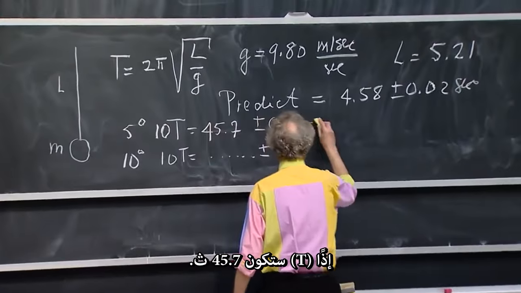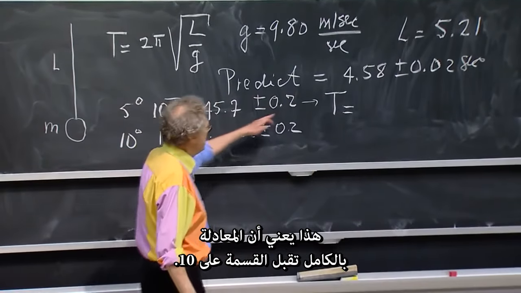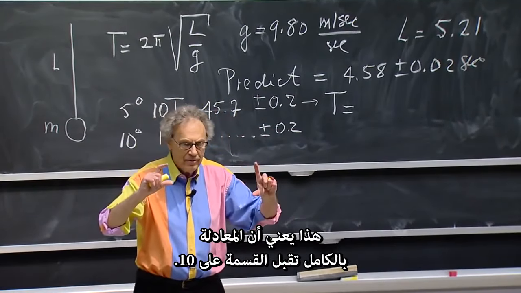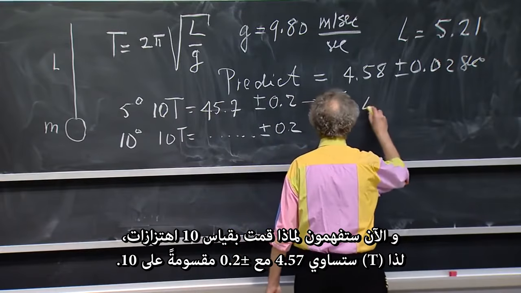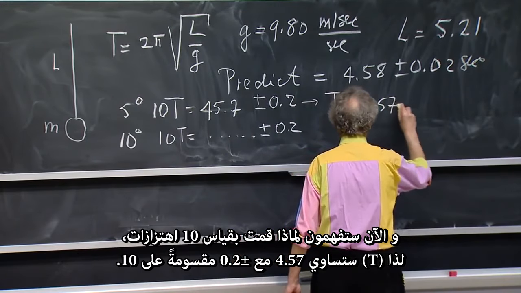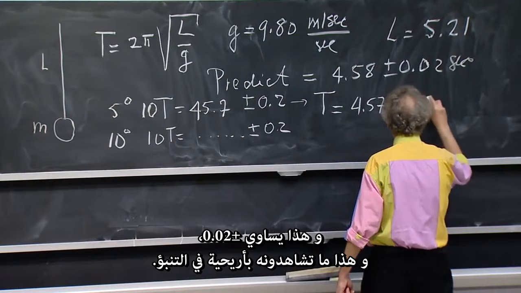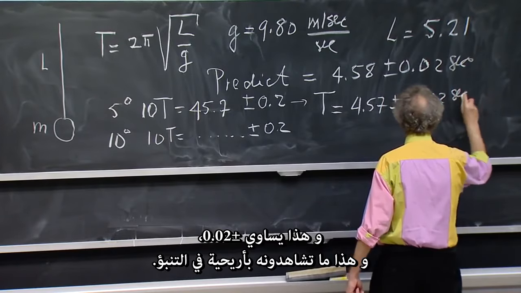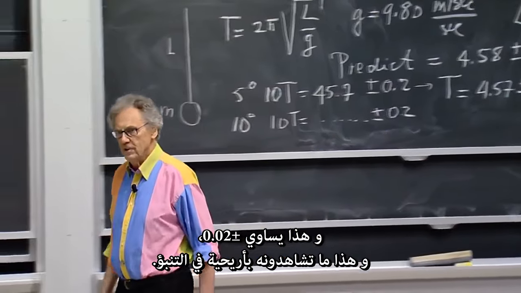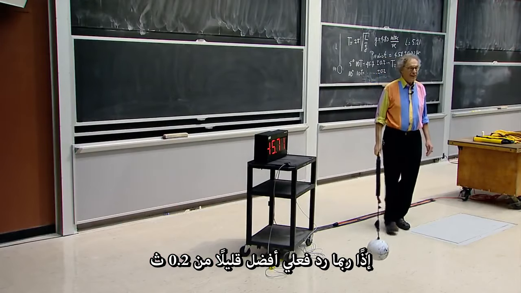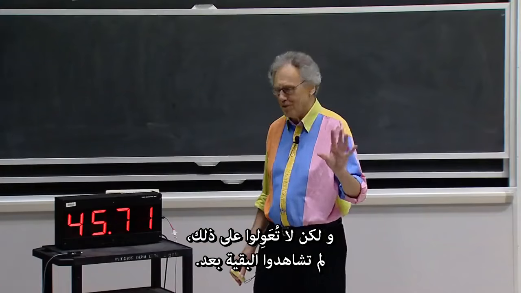45.7. So that becomes that 10t. That means this whole equation now has to be divided by 10. And now you will see why I measure 10 oscillations. So t is going to be 4.57 plus or minus 0.2 divided by 10. That is plus or minus 0.02 seconds. And you see, comfortably within the prediction. So maybe my reaction time is a little better than 0.2 of a second. Don't count on it because you haven't seen the rest yet.